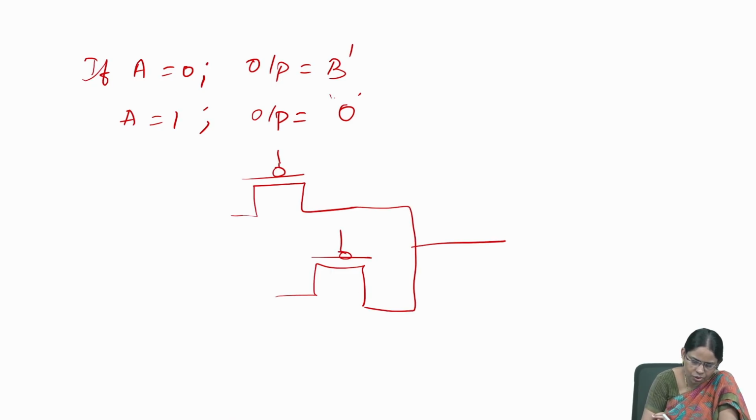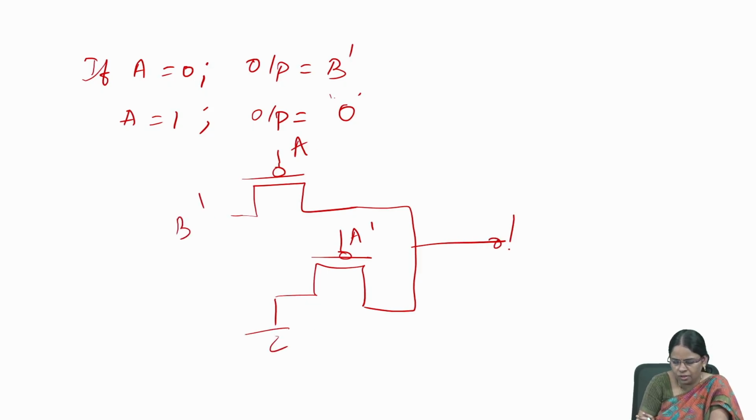So at A equals to 0 means directly, and A equals to 1 means directly you can give as A dash. Why? Because PMOS is on for A equals to 0, and this PMOS is also on for A equals to 0. That is the reason we are mentioning as A dash. So here it is B dash and here it is logic 0. In that way you can implement a 2 input NOR gate by using PMOS transistor logic.